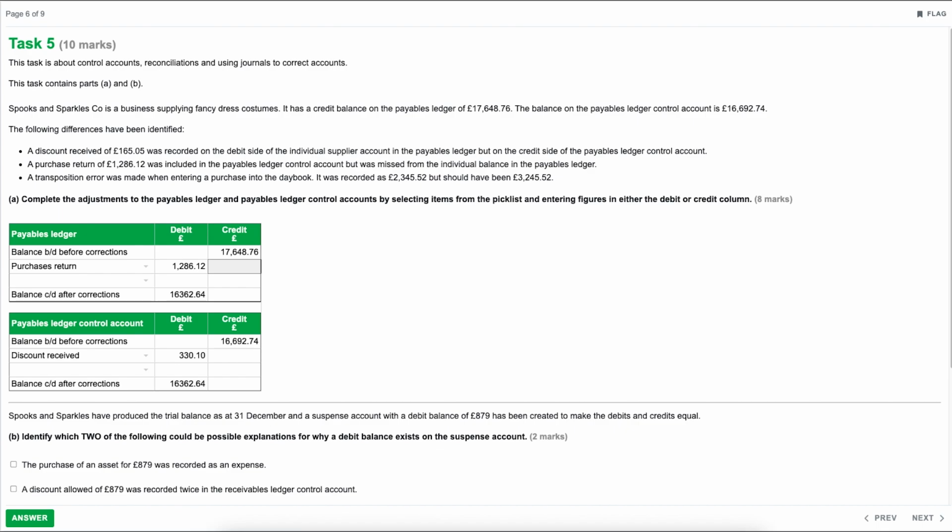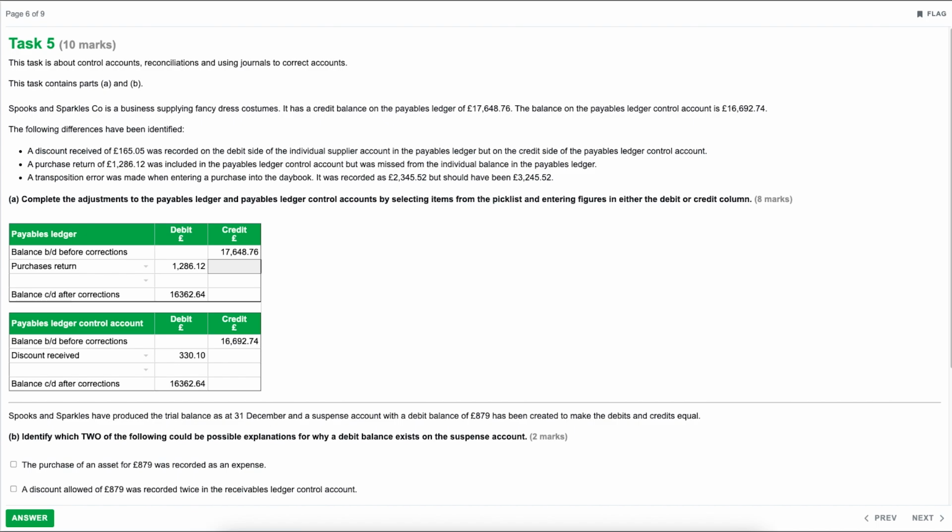And then the last one, a transposition error was made when entering a purchase into the daybook. It was recorded as £2,345.52, but should have been £3,245.52. Okay, so this one will affect both, because if we think about it, the amounts that have been transferred from the purchase daybook will go both into the payables ledger and the payables ledger control. So this error will affect both of these accounts.